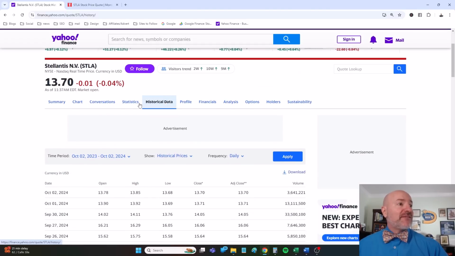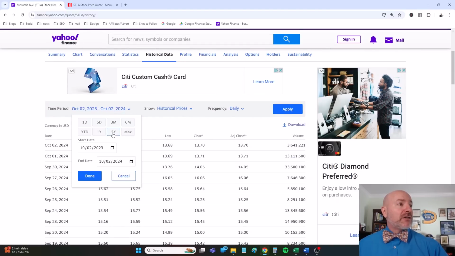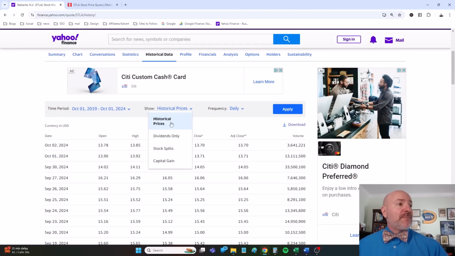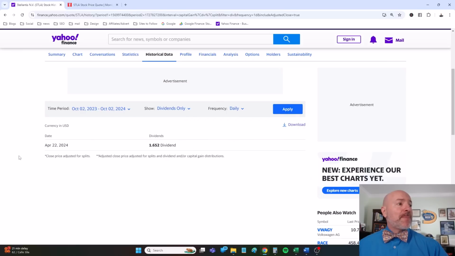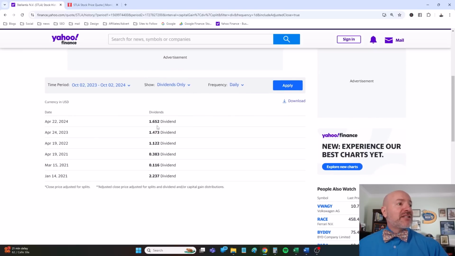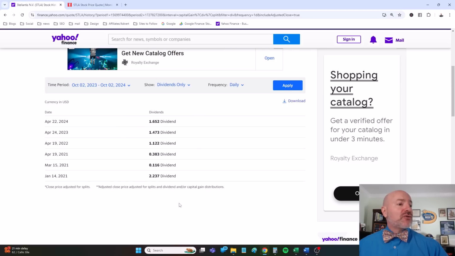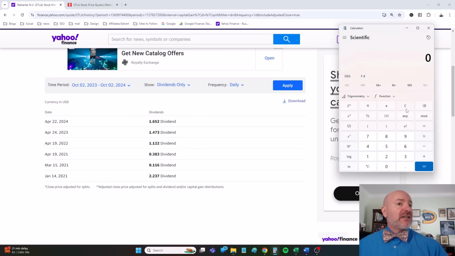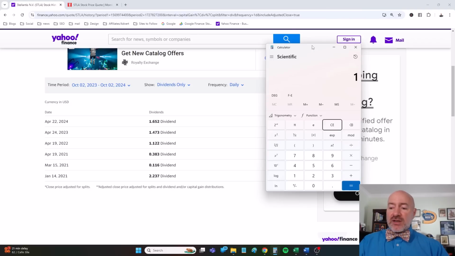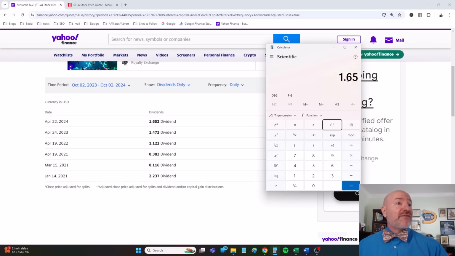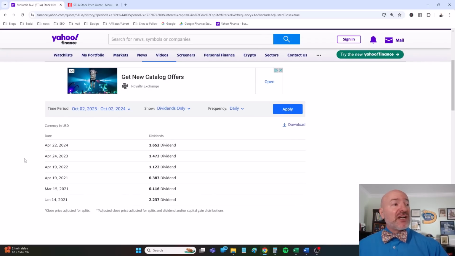And if you want to find that, you find the historical data tab. I like using 5-year data. You go to dividends only and apply. And if you look, $1.65 was the most recent dividend. What they're saying is they take $1.65, but it's only a 1-year dividend. Stellantis, like a lot of foreign stocks, especially European stocks, only pays dividends once a year. So they're saying that $1.65 is the same dividend they pay every year from here on out. Just kind of an idea.